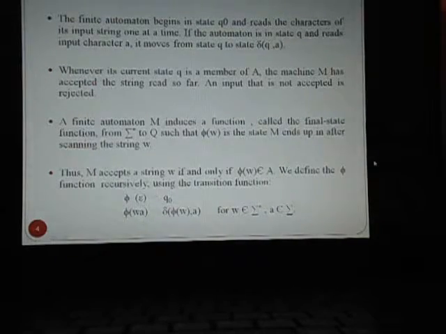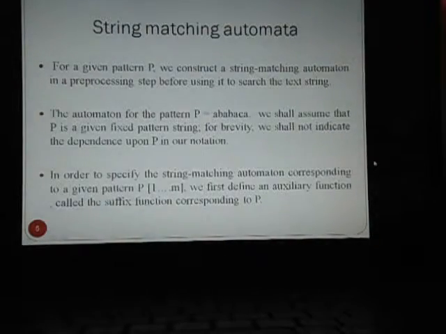Here W indicates the string matching automata. In string matching automata, for a given pattern P, we construct a string matching automaton in pre-processing steps before using it to search the text string. The automaton for the pattern P, that is A, B, A, B, A, C, A. What we assume here is that P is a given fixed pattern string. For brevity, we do not indicate the dependency upon P in the notation.